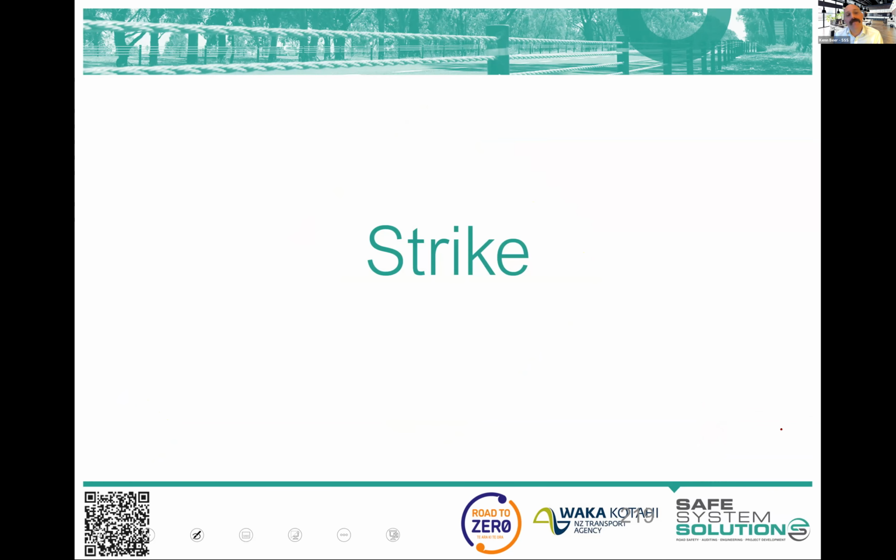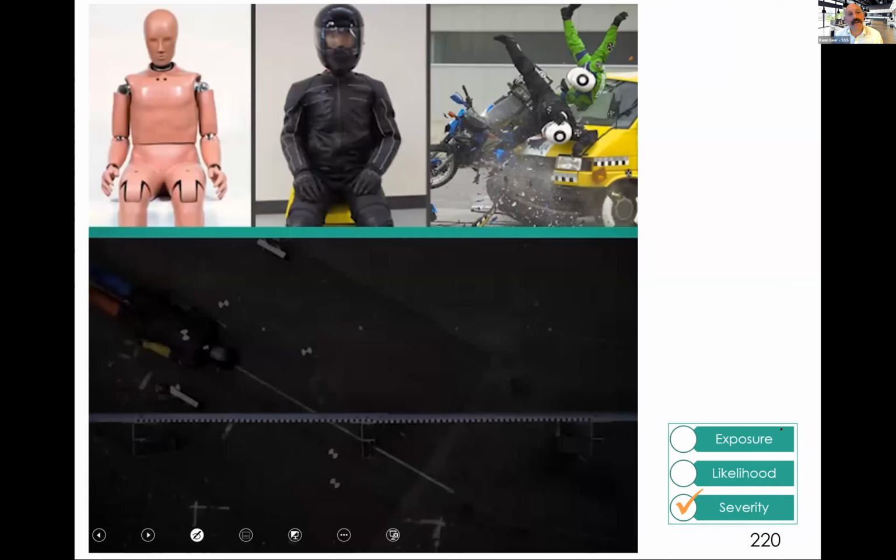And strike. This is always an interesting one, where we try to protect road users from strike hazards by putting barriers up a lot of the time. And for motorcyclists, barriers can be a strike hazard in their own right, quite a severe strike hazard in their own right. So interesting stuff done here. I'll play a little video of some motorcycle crash testing.